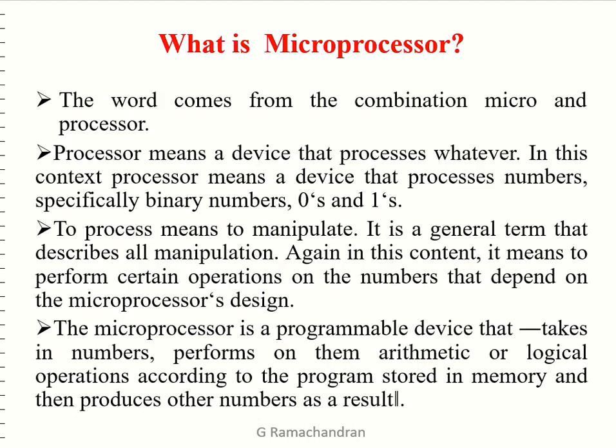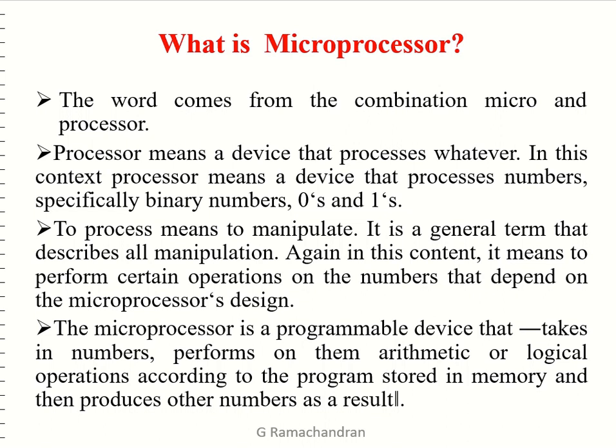What do you mean by a microprocessor? The word comes from the combination of micro and processor. Processor means a device that processes whatever it gets. In this context, processor means a device that processes numbers, specifically binary numbers, zeros and ones. To process means to manipulate. It is a general term that describes all manipulation. Again, in this context, it means to perform certain operations on the numbers that depend on the microprocessor's design.